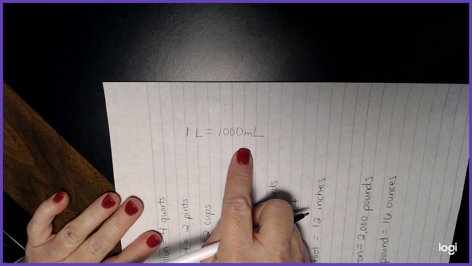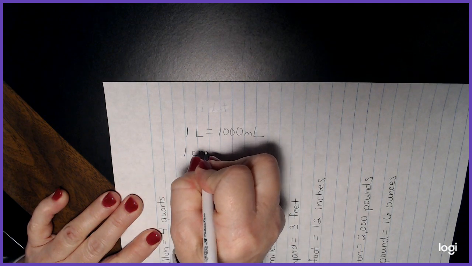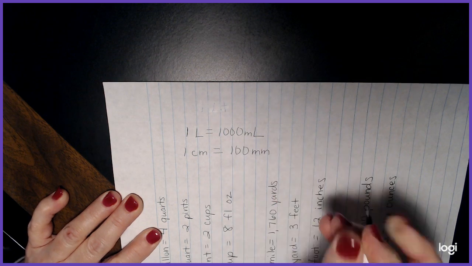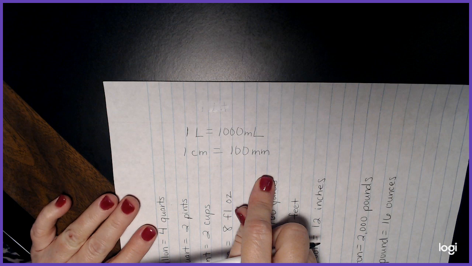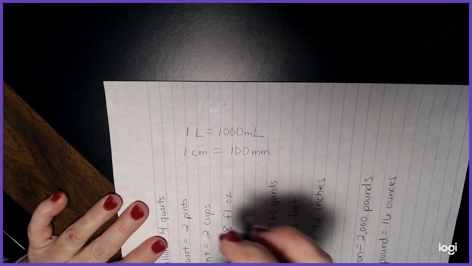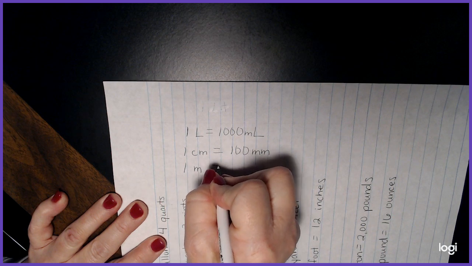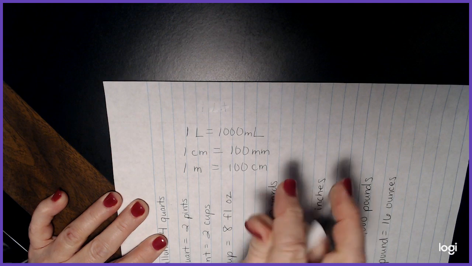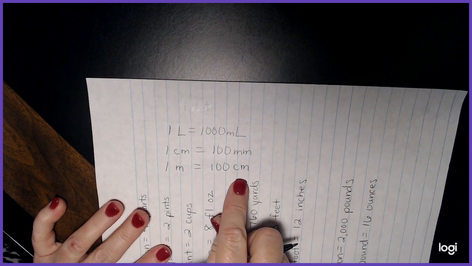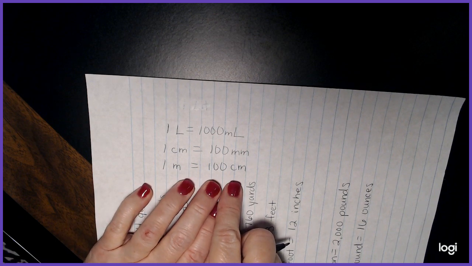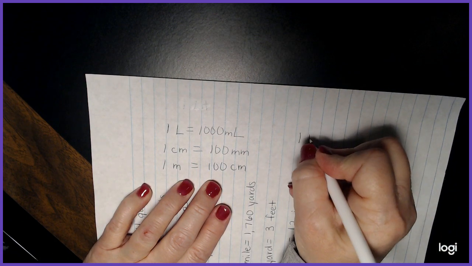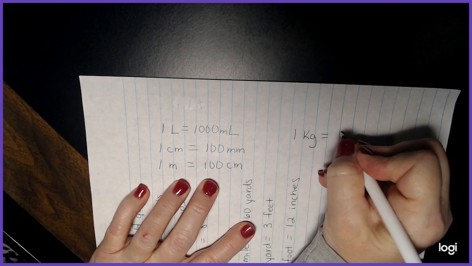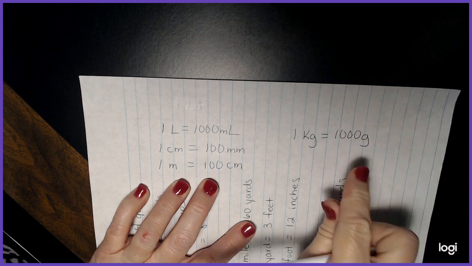You're also going to need to know that 1 centimeter is equal to 100 millimeters. You're going to need to know that 1 meter is equal to 100 centimeters. I have 2 more I'm going to give to you. 1 kilogram is equal to 1,000 grams.